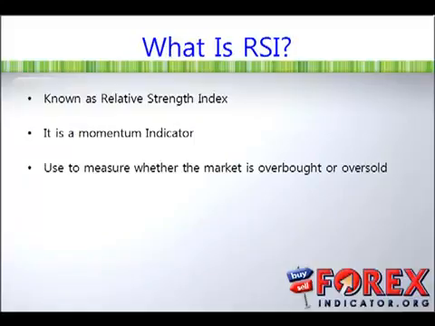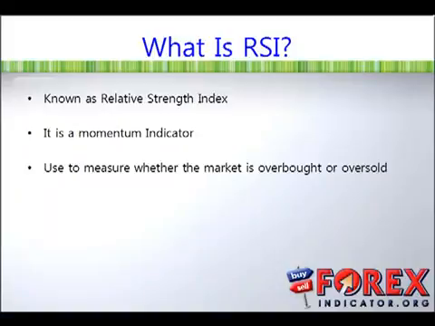The RSI indicator is actually also known as the Relative Strength Index. From the name itself, it tells you that this indicator can tell you the strength of the market, and therefore it's a momentum indicator. So what does a momentum indicator do? It is used to measure whether the market is currently overbought or oversold.